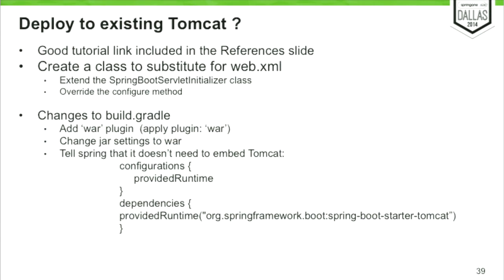There's a good link that I included in the reference slides, but basically, you're going to create a Java class that substitutes for your web.xml since you don't have that. You extend the SpringBootServletInitializer class and override the configure method and any other configuration options that you want to override. You change your build to reflect that you want to use the WAR. And then you also tell Spring that you don't need it to embed Tomcat. You do that with the provided runtime and the dependency for Tomcat.